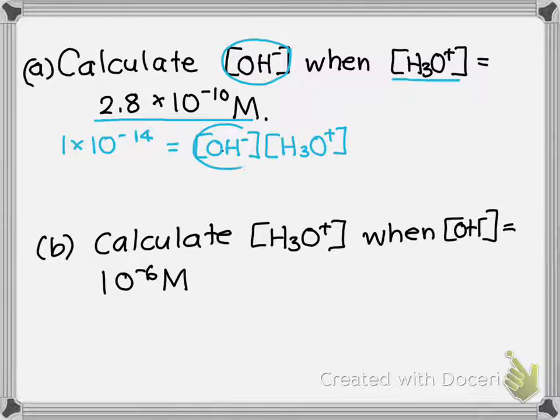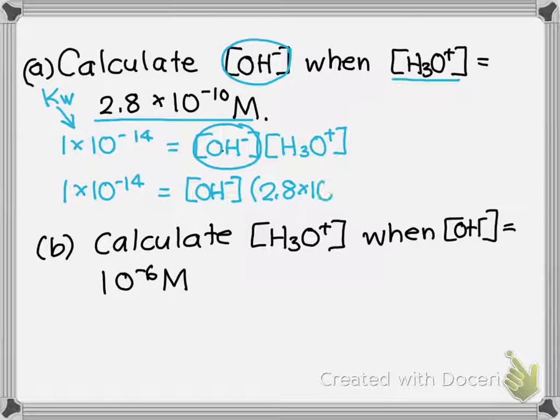So I'm trying to solve for this so I won't have it, but I can plug in 1 times 10 to the negative 14, which is a given number. This is Kw. It will always be the same. That will equal my base concentration times my acid concentration, which was given. So now solving that, and I'm just rearranging it over here, the base concentration is going to equal 1 times 10 to the negative 14 divided by 2.8 times 10 to the negative 10.